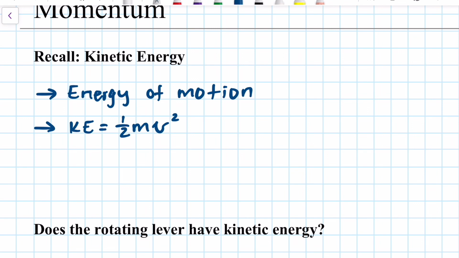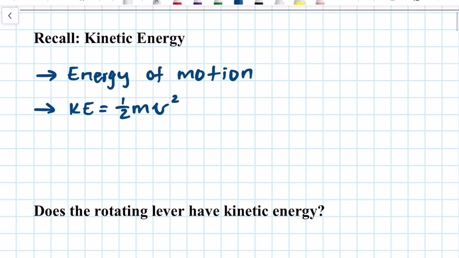I want to recall how to find velocity. Velocity will be displacement divided by time. I know I should say change in time, but let's just generalize this to displacement divided by time, okay?